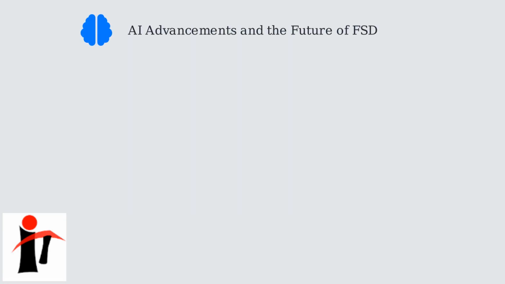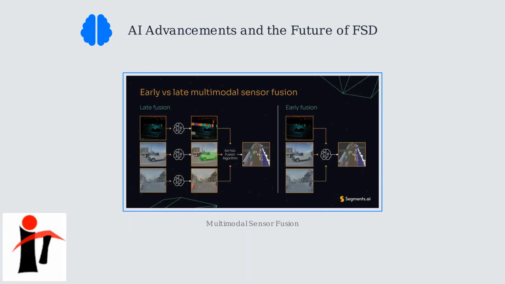Tesla's full self-driving system is constantly evolving through advancements in artificial intelligence. The latest developments focus on multimodal AI, which integrates multiple types of sensor data, including vision from cameras, radar detection, and future vehicle-to-vehicle communication. This multimodal approach reduces reliance on cameras alone, making the system more reliable in various conditions. By combining different sensor inputs early in the processing pipeline, FSD can better handle edge cases like poor weather or complex urban environments.